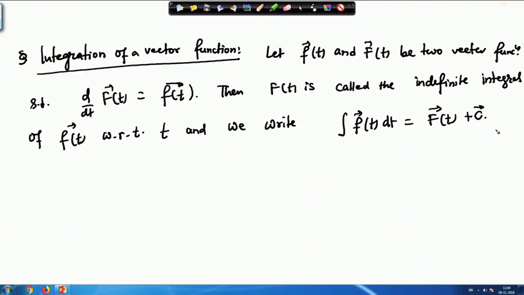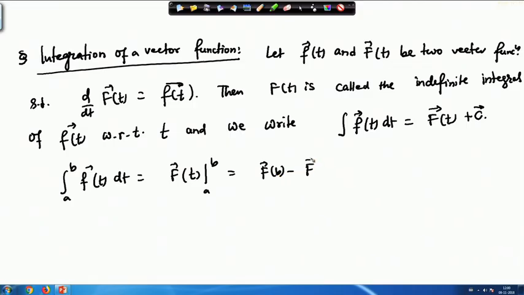So let's consider a few examples. And of course, if we have a definite integral, let's say from a to b of f(t) dt, then we write the integral of f(t) from a to b equals capital F(t) from a to b. So this will be F(b) minus F(a), where a is less than or equal to t less than or equal to b. So if we are integrating with respect to t in the range a to b, then this will be our required definite integral.